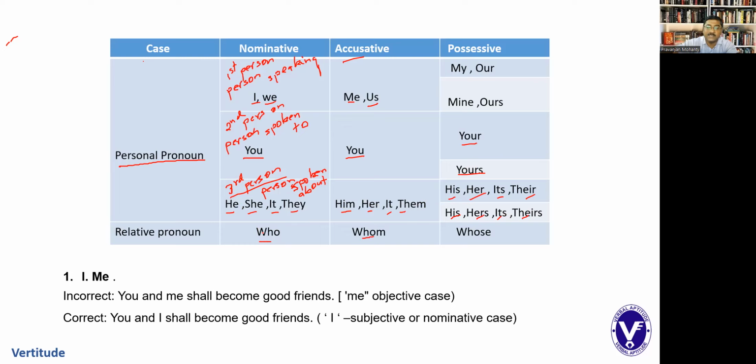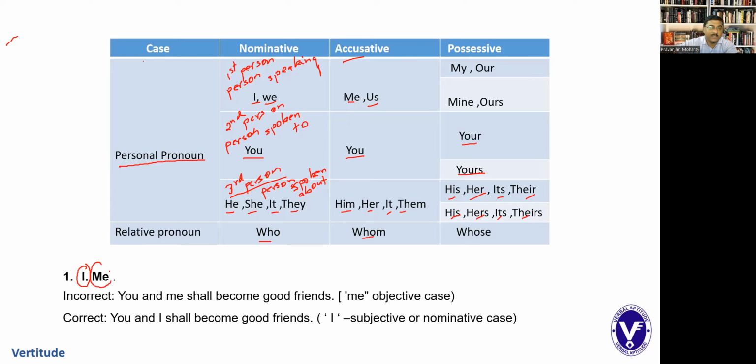Relative pronoun who is the subjective. In the subjective case, we use relative pronoun who. For the objective or the accusative, we use whom. And for possessive, we use whose. When I say whose pen is it, it is his. So the answer that you get is in possessive. That's one. Then the first one, that is me and mine.